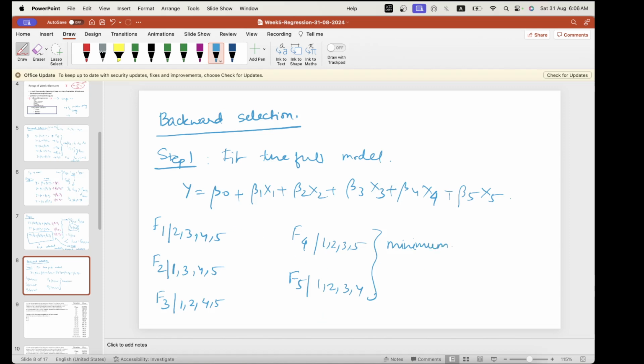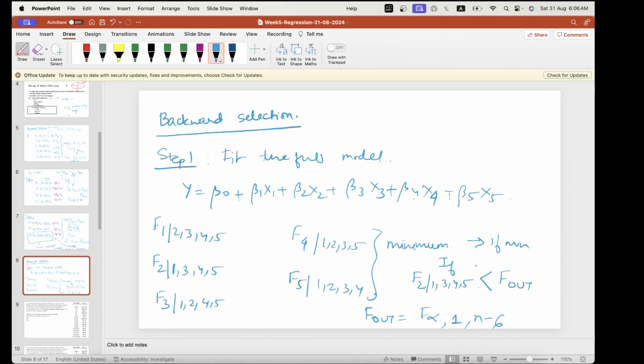Okay. So the minimum of these we take. So let's say F2 given 1, 3, 4, 5 is the minimum. Then what do we do? We check if the minimum is less than the F out criteria. So what would be F out? This is also the upper alpha point. The first DF would be 1 and the second DF would be n minus, so how many do we have? 1, 2, 3, 4, 5, 6. So it would be 6.